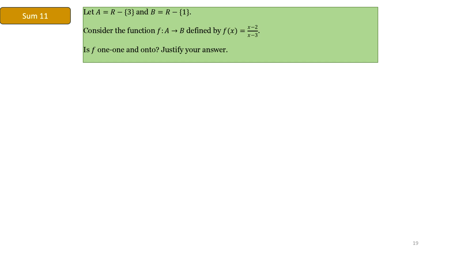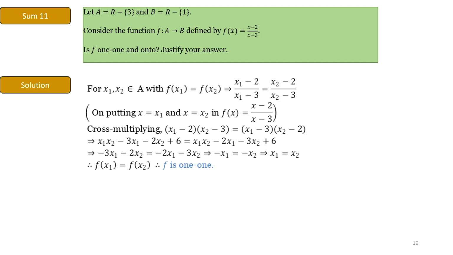Consider the function f defined by f of x equals x minus 2 divided by x minus 3. Determine whether f is one-one, onto, or bijective. Equating f of x1 and f of x2, we can deduce that x1 is equal to x2. This leads us to the conclusion that every f of x1 in the range maps to a unique element x1 in the domain, which makes the function a one-one function.